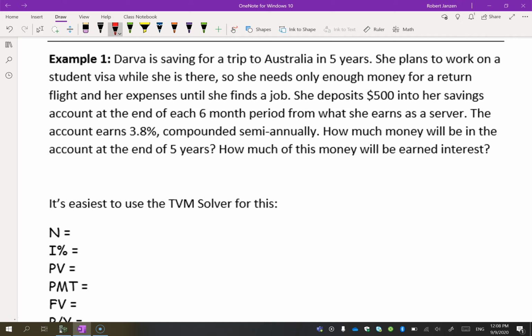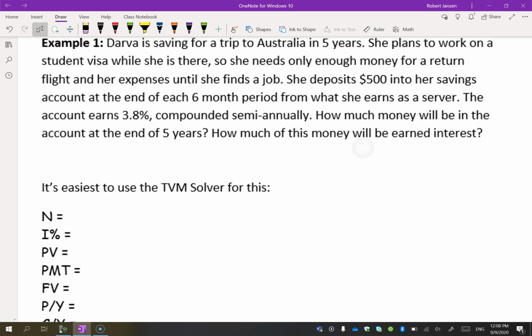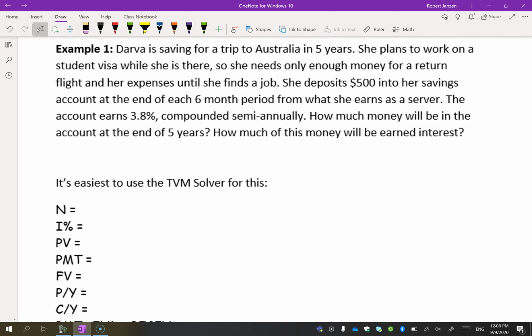Okay, so lots of stuff to look at here. First of all, what do we know for sure? She's saving for 5 years. It tells us twice it's 5 years. But she's going to deposit $500 into her savings account. So the payment is -500, because you're paying it at the end of each 6-month period.